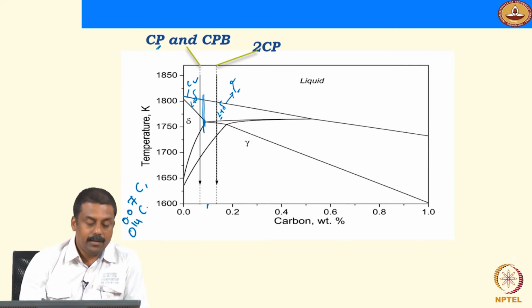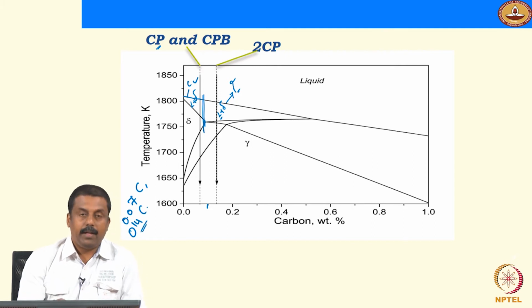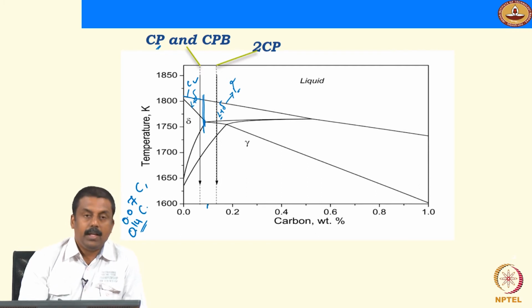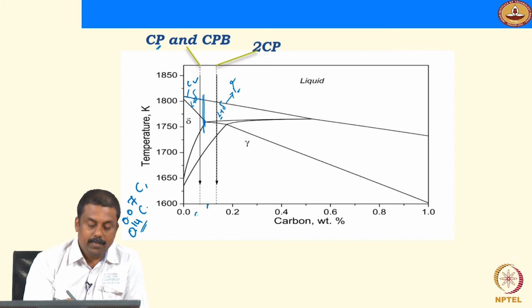In this case we have two chemistries, 0.07 weight% carbon and 0.14 weight% carbon. So you would expect the steel CP to completely solidify into delta ferrite first, and then subsequently the delta ferrite will transform to austenite.